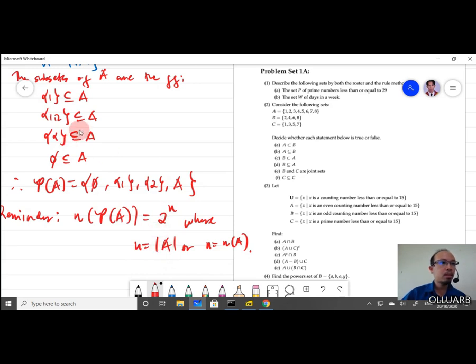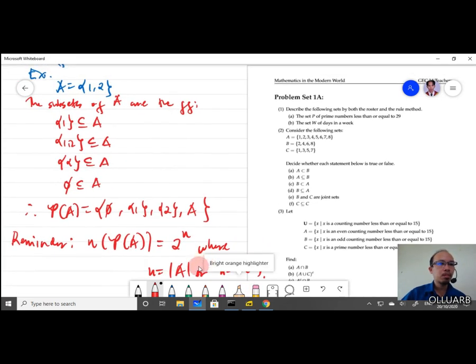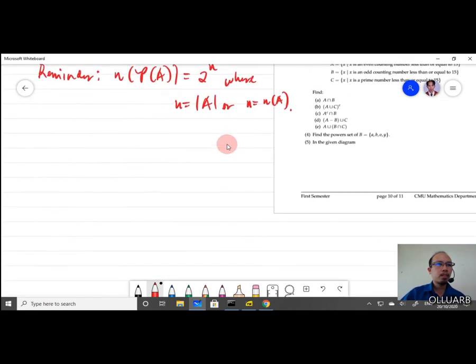Okay, so notice in our example, the cardinality of A is 2. We have 2 elements, 1 and 2. So 2 to the 2, if you substitute here, is 4. So we have 4 elements of the set P of A: the empty set, the set containing 1, the set containing 2, and this set also. So 1, 2, 3, 4.